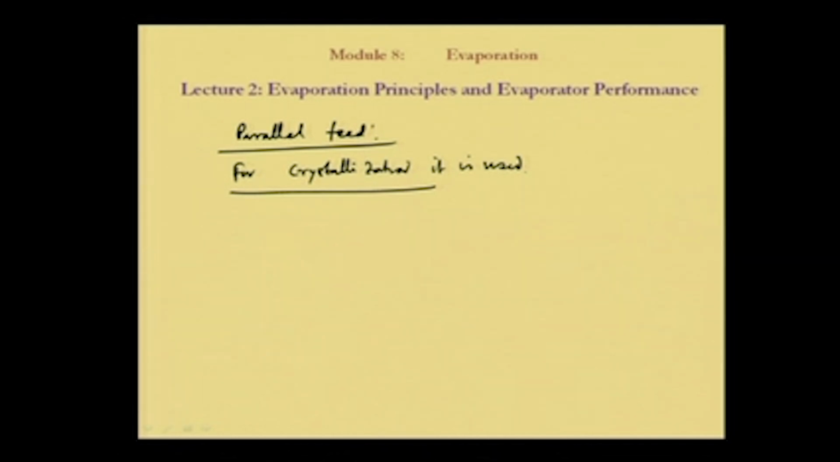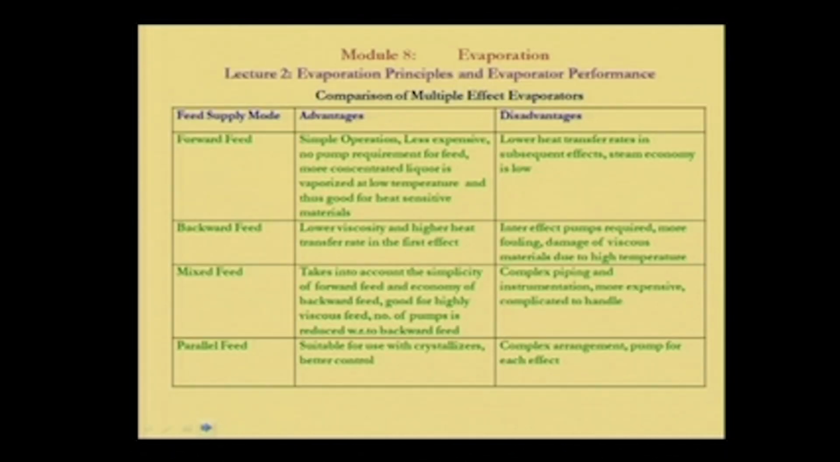Now, so this is about the different types of supply, and this is a typical summary of the advantages and the different disadvantages of the forward feed and the backward feed cases. Based on the supply mode, for forward feed it is a simple operation, less expensive, no pump requirement, and more concentrated liquor is vaporized at low temperature, and thus good for heat sensitive materials, as I was telling. But backward feed has lower viscosity and higher heat transfer rate in the first effect, and lower heat transfer rate in subsequent effects, and steam economy is low in subsequent effects.